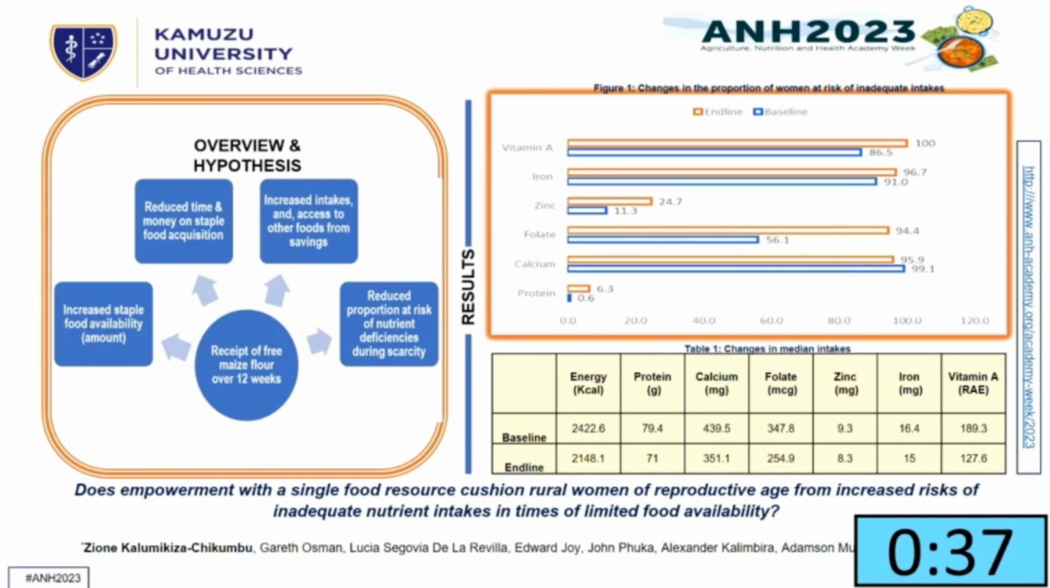But we did find that a large proportion of the women in our study had multiple micronutrient inadequacies at baseline. Contrary to our hypothesis, the proportion at risk of inadequate intakes increased at end line, and we suggest that it's because of a 16% increase in maize flour consumption, as well as a decrease in legume consumption. And we recommend that resource empowerment must be accompanied by an educational component if we are going to have dietary gains. More information at poster number 40.